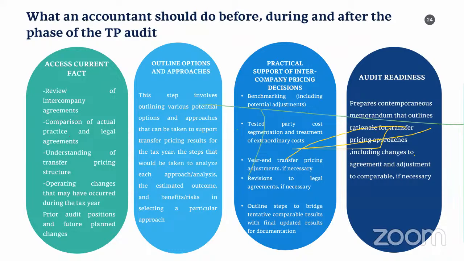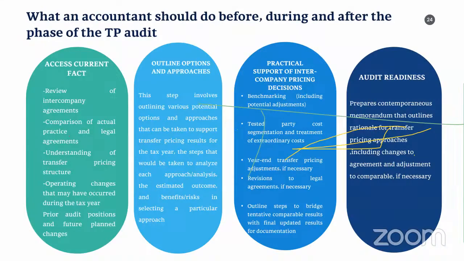So what are the things that an accountant should do before, during, and after the phase of the audit? You assess current facts by reviewing intercompany agreements, comparing actual practice and legal agreement, understanding the transfer pricing structure, operating changes that may have occurred during the tax year, and prior audit position. Then you outline the options and approaches. These steps involve outlining the various potential options and approaches that can be taken to support transfer pricing results for the tax year, the steps that will be taken to analyze each approach, the estimated outcome, and the benefit or risk in selecting a particular one.